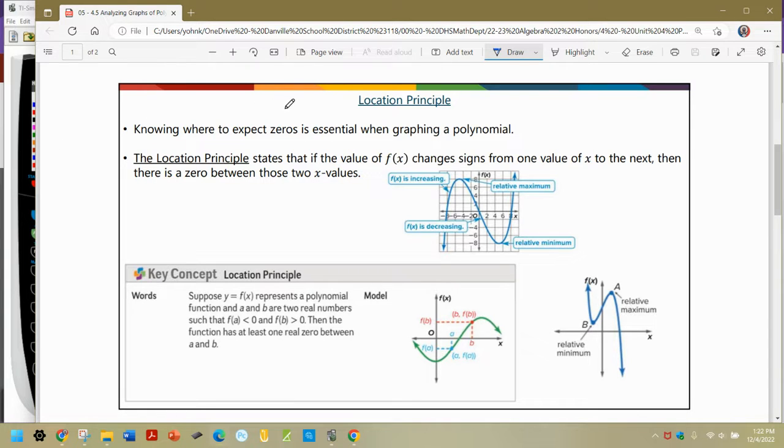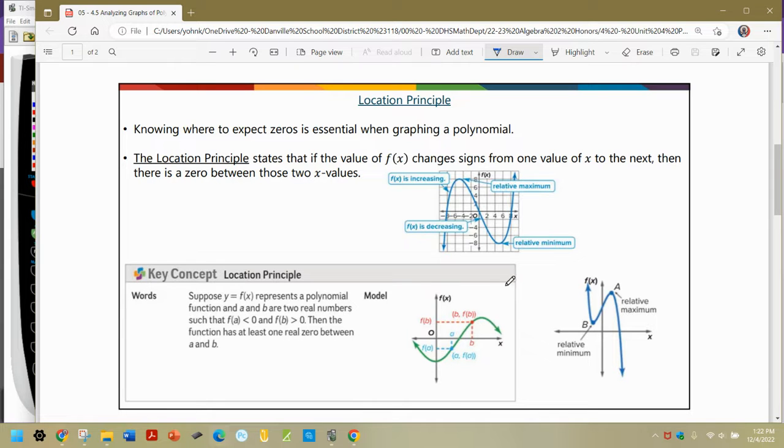So knowing where to expect zeros is essential when graphing a polynomial. Remember, a zero is where the function crosses the x-axis. So there's this idea of something called the location principle that states that if the value of f of x changes signs from one value of x to the next, then there is a zero between those two x values.